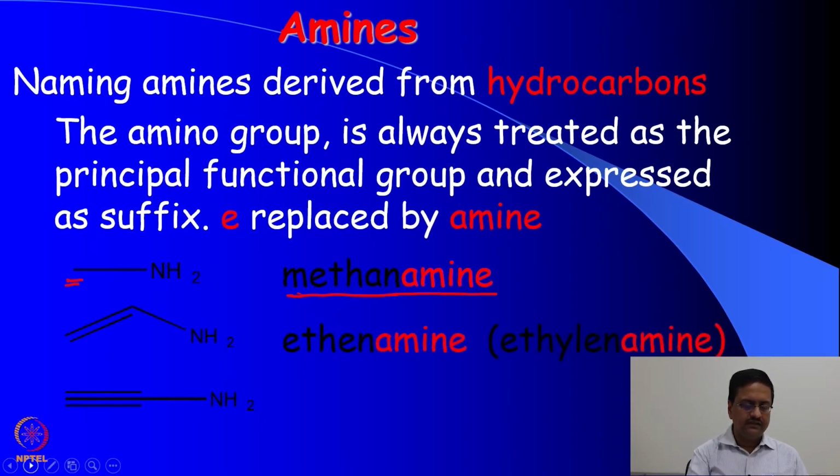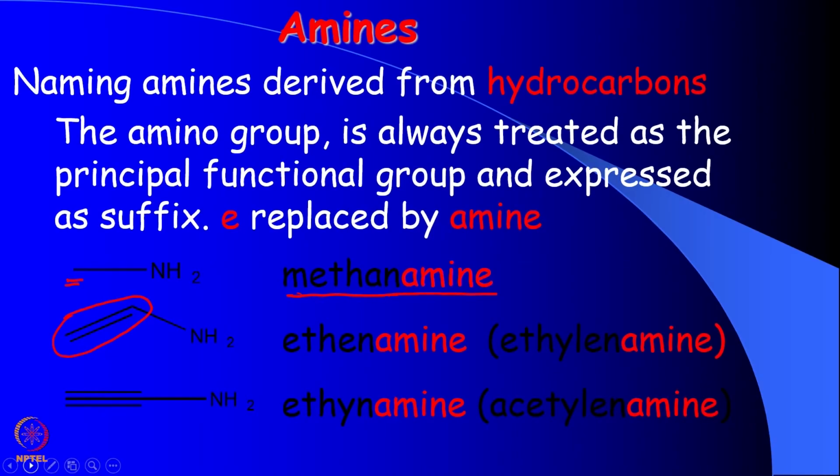Similarly, the next one is ethenamine or ethylenamine, because this group is a double bond containing group. So, ethenamine. And the third one, as you could see, has a C triple bond C. So, it originates from ethyne. So, the last E is again dropped and amine is added at the end. So, it is called ethynamine.